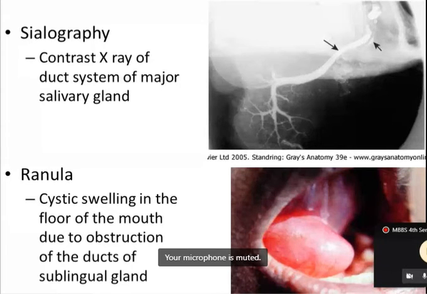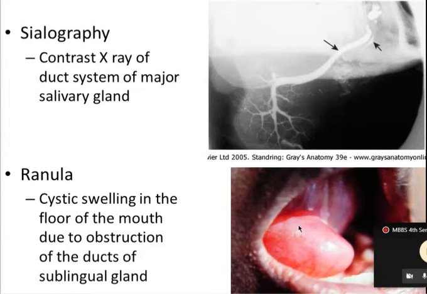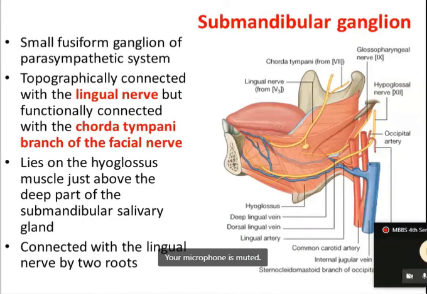The next applied is the ranula, the cystic swelling in the floor of the mouth. So this is the cyst in the floor of the mouth due to the obstruction of the duct of the major salivary gland, especially the sublingual salivary gland. Because of the obstruction, the swelling can occur, and that is known as ranula. That is all about the submandibular and sublingual salivary gland.